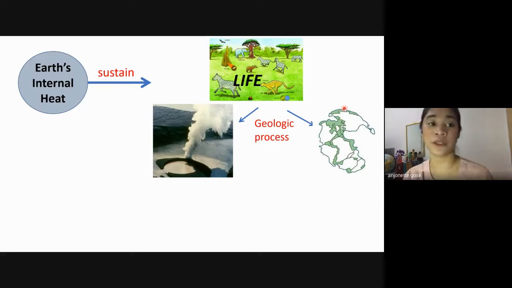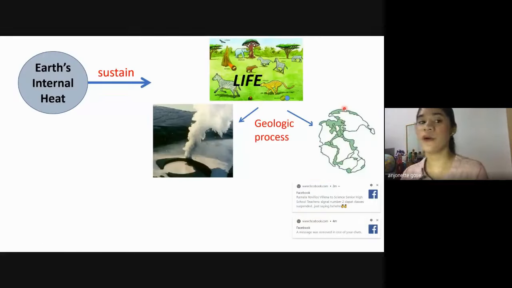So I hope you are familiar with that kasi yun yung diniskusin nung grade 10. So yung Pangaea divided into two, we have the Laurasia and the Gondwana land. And the Laurasia and Gondwana land divided into its different continents, forming the seven continents that we have right now. So what are the seven continents, by the way?